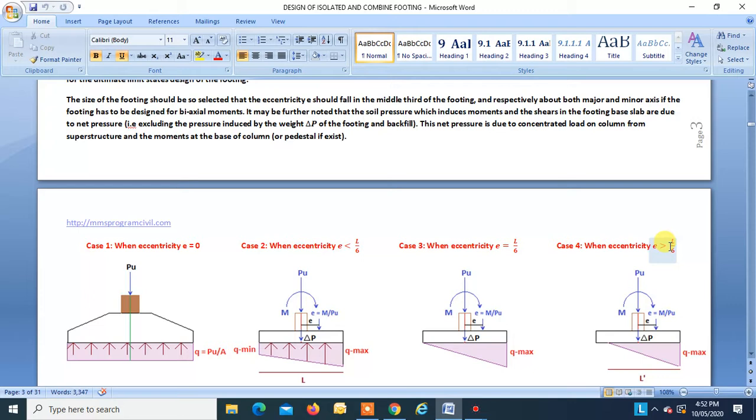When eccentricity is greater than L by 6, then some of the portion of the footing will leave the contact with the soil. You can see over here that instead of L, only L dash length is in touch with the soil. So this alternate is not allowed, because there is tilting of footing. So always try to keep your e less than L by 6. Okay, so you can have this kind of upward soil pressure diagram.